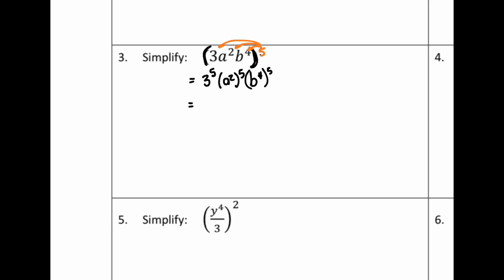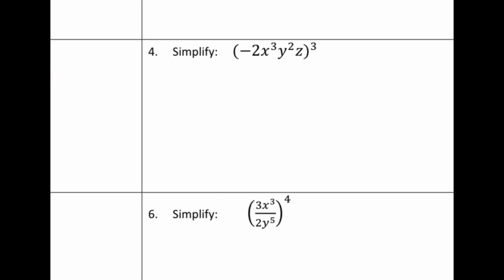3 to the 5th you might need to look up, or put it in your calculator and figure it out. It is 243, because 3 times 3 is 9, times 3 is 27, times 3 is 81, times 3 is 243. Or do it on your calculator, right? So these two, you're just going to multiply these two together. So 2 times 5 is 10. So this is going to be a to the 10th. And then b to the 4 times 5 is 20. And you're done.